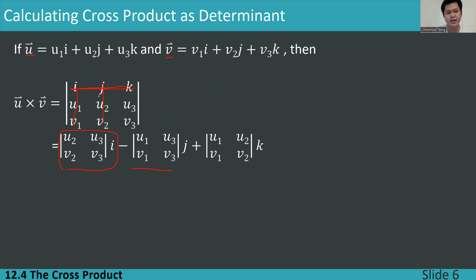And again, for k, you do the same thing. Cross out the first row and the third column. You'll be left with 4 elements, and these 4 elements will be used to create the 2x2 determinant.